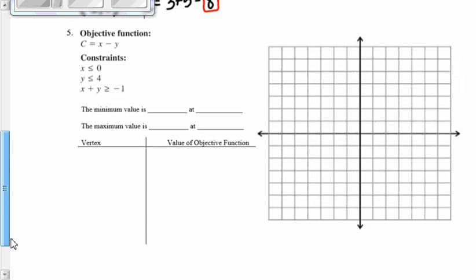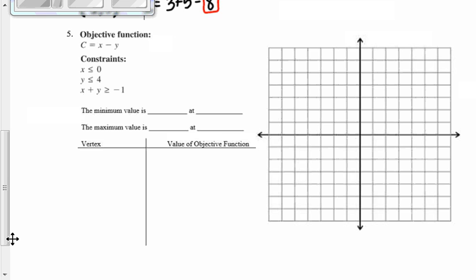And then our last problem from the homework. So we have an objective function and then just 3 constraints here. So x is less than or equal to 0. So if x is less than or equal to 0, that means when we draw our vertical line, we're actually going to shade to the left this time.